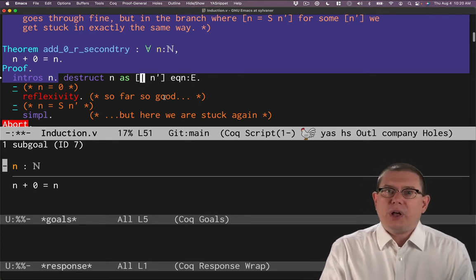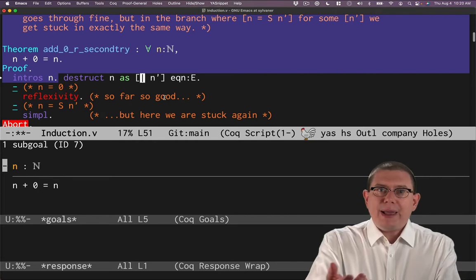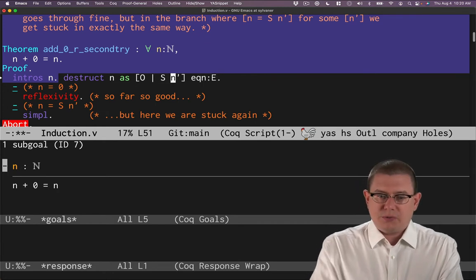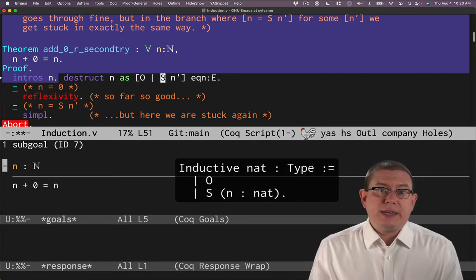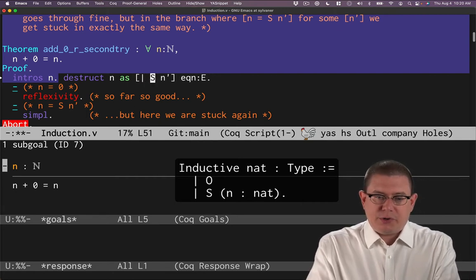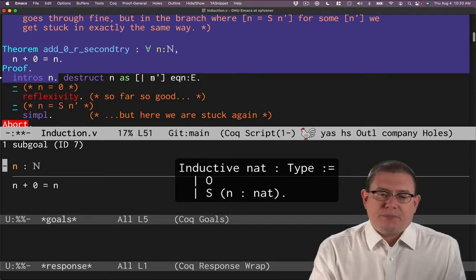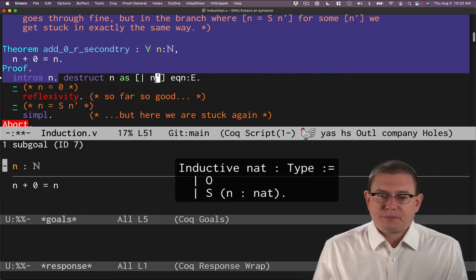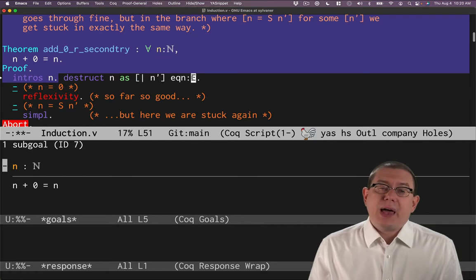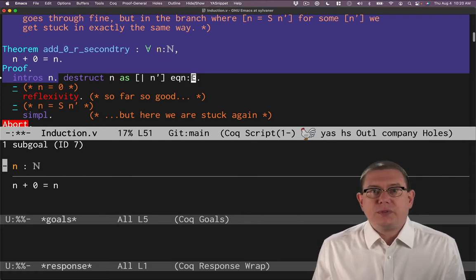Now, recall, if you will, that this is sort of like a pattern match, and you might think of it as this is the constructor over here for O, this is the constructor over here for successor. The reason why they're in that order is because that's the order in which the two constructors were defined in the definition of nat, the natural numbers. But we don't write the constructor names there. Instead, we just write the variable name for the data they carry. In this case, O doesn't carry any data. S carries exactly one other natural number. Here, we're going to call it n prime. And recall the syntax here for eqn colon says we want to introduce a hypothesis whose name is going to be E. And that hypothesis will record an equation about which branch of the case analysis we're in.